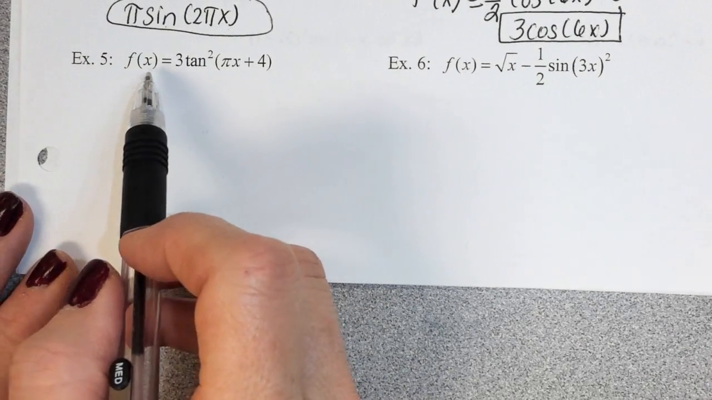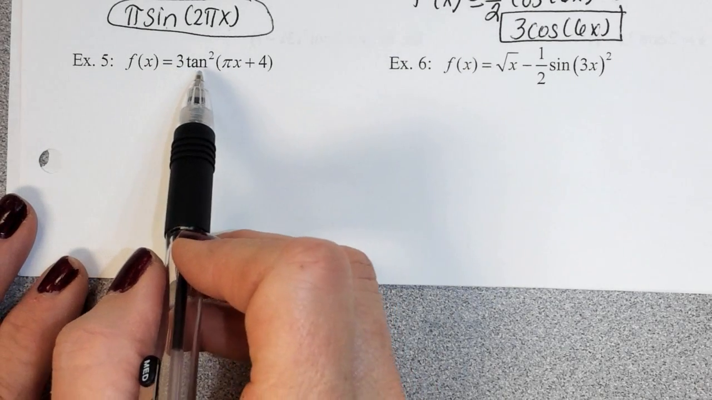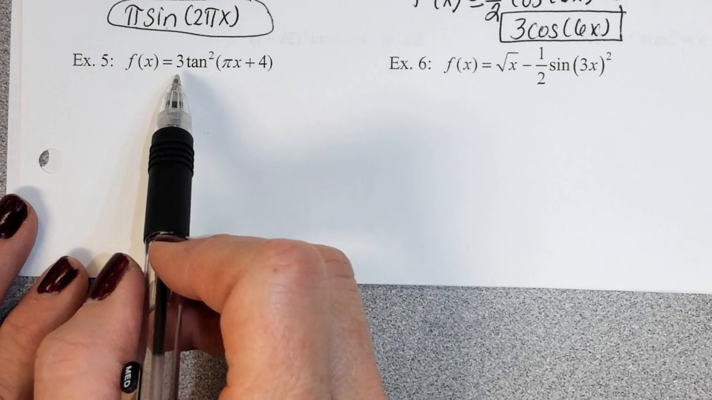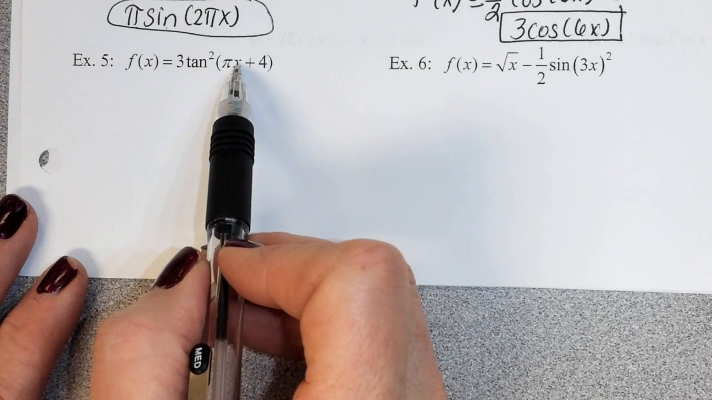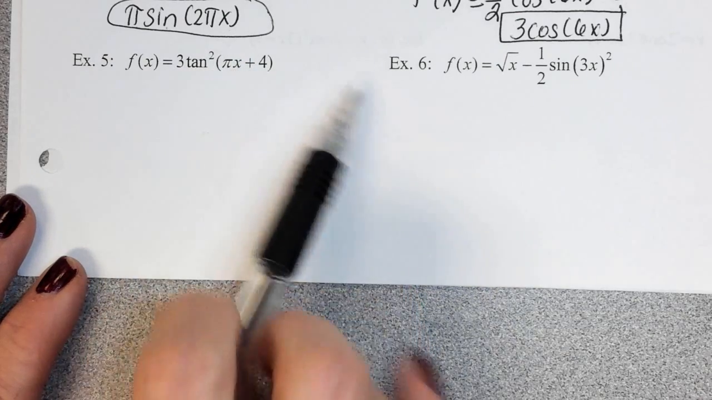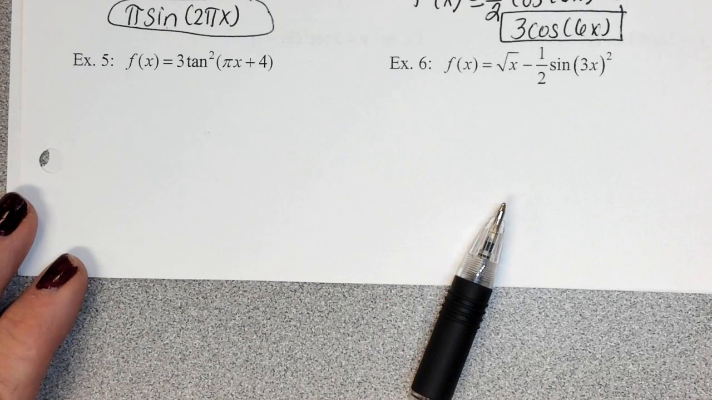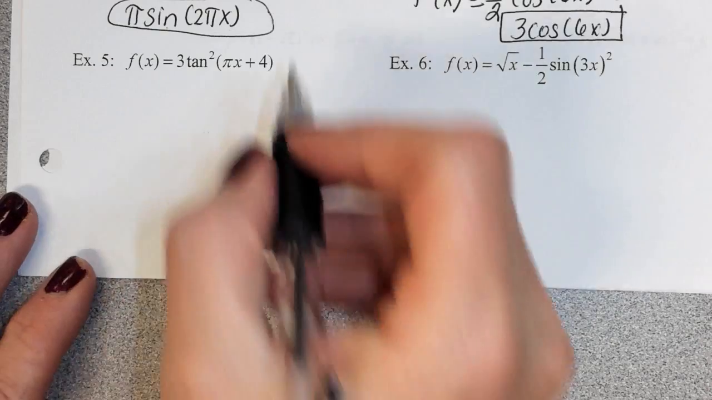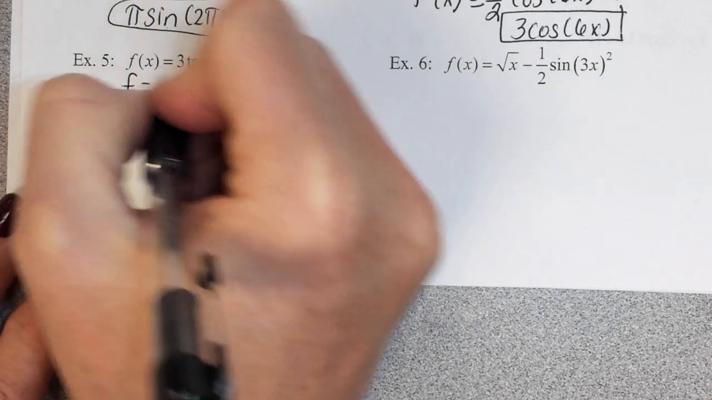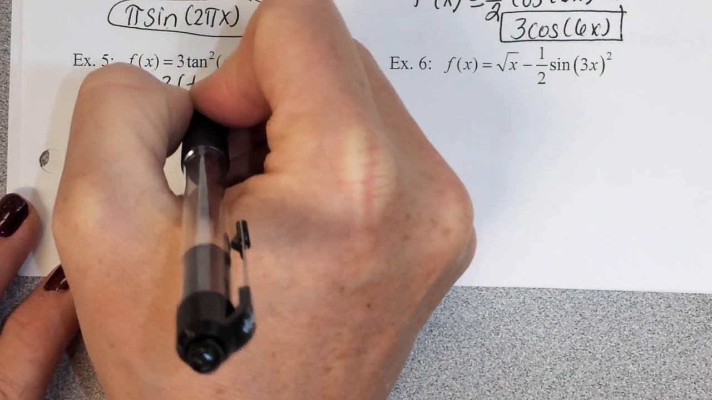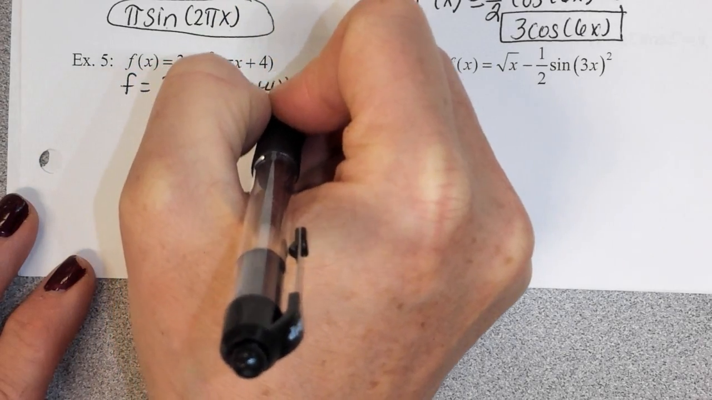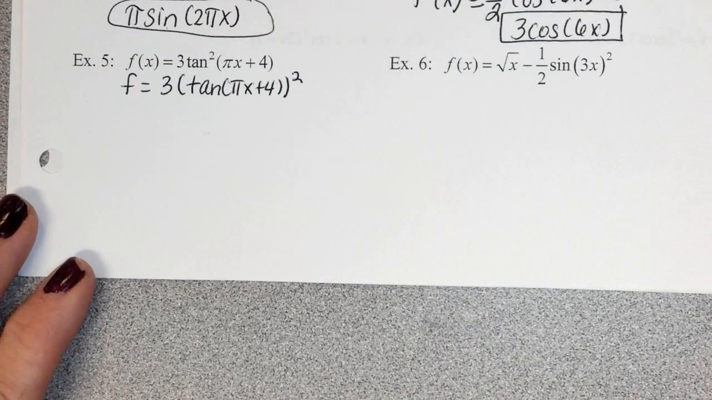Okay, example 5. First, you want to rewrite this with as many parentheses as it takes for you to understand the problem. If we were plugging in a value for x, we would have to multiply by pi, add 4, take the tangent, square it and multiply by 3. So another name for the original problem would have been this. That's it right there.